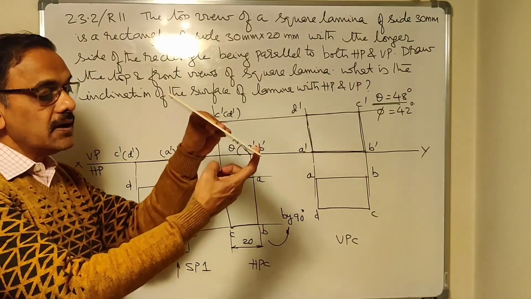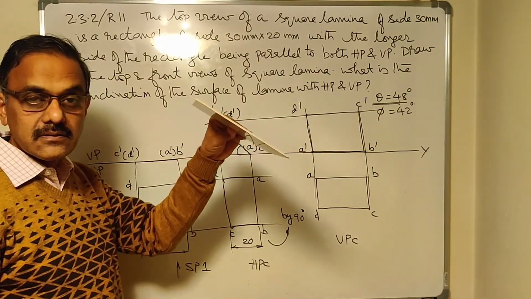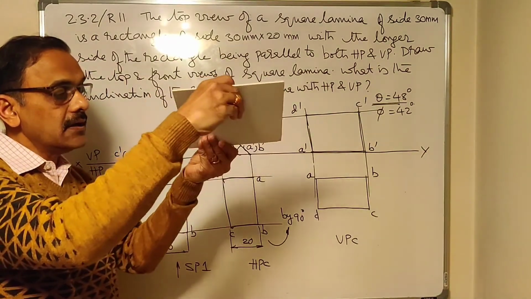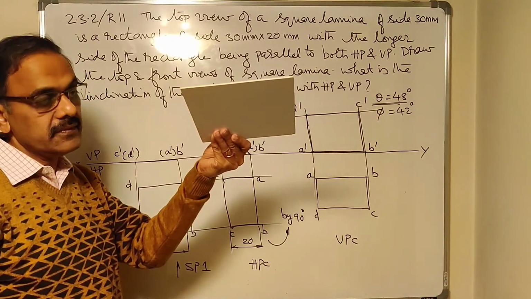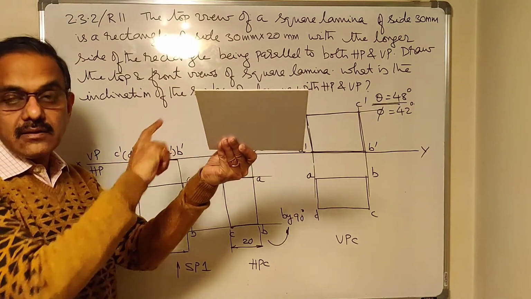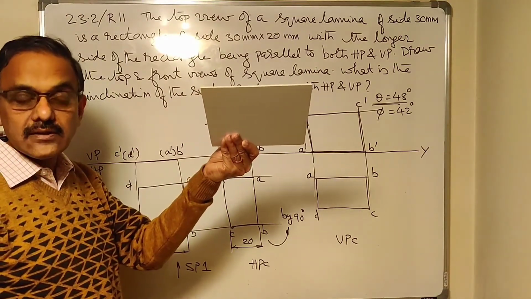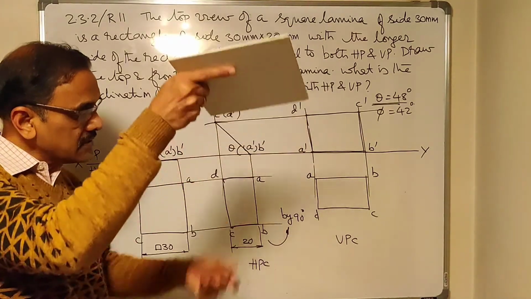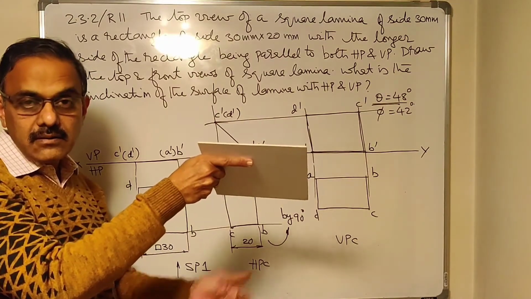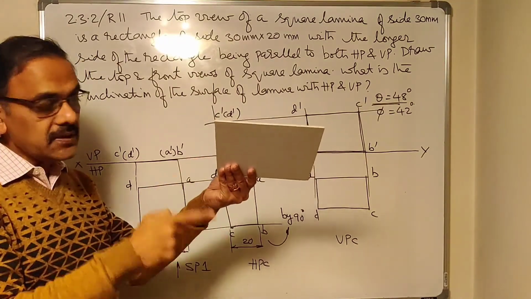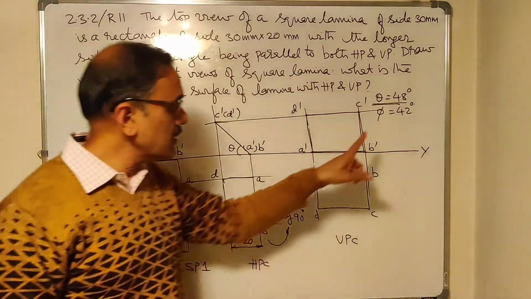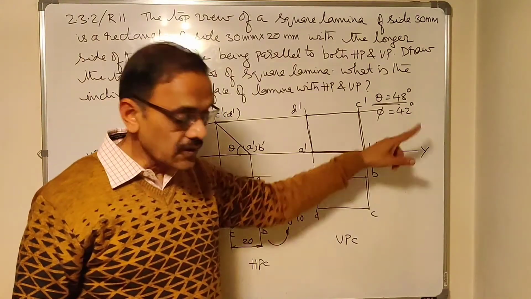Second step, you made it inclined to HP at 48 degrees. And then what did you do? You have rotated this lamina by 90 degrees and you made it like this. The inclination with HP is still 48. So what will be the inclination with VP? It will be 90 minus 48, because the surface is inclined to both HP and VP, and HP and VP are mutually perpendicular. If the surface makes an angle of 48 with HP, it should make an angle of 90 minus 48 with VP. That's nothing but 42. 90 minus 48.